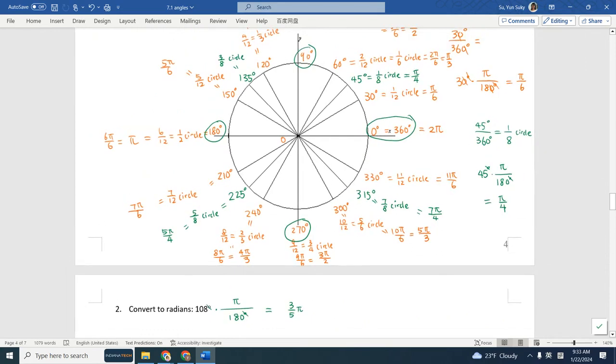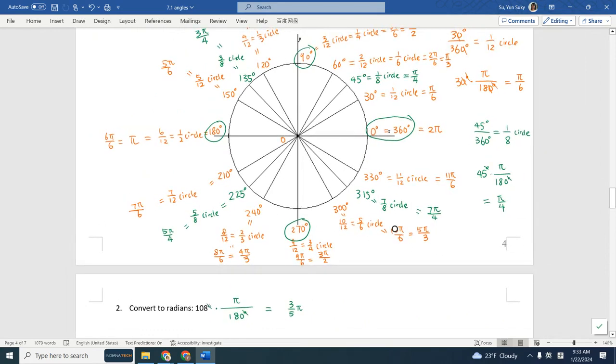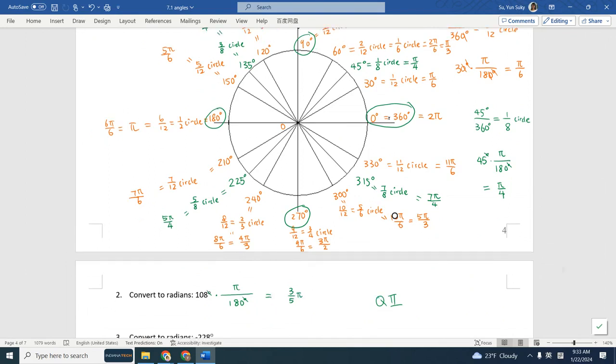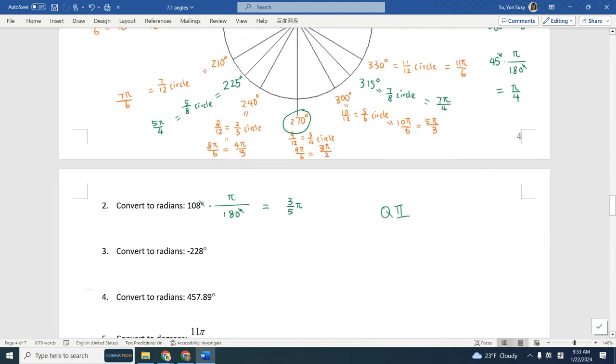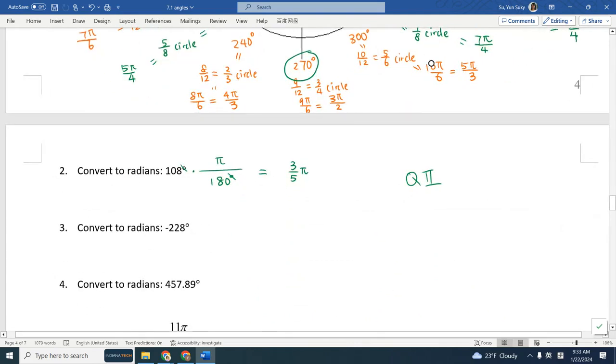108. Quadrant 2. This is in quadrant 2. Right, everybody? Okay, so you do number 3 and tell me which quadrant it lies in. So everybody work on number 3. And bring your calculator to class all the time.